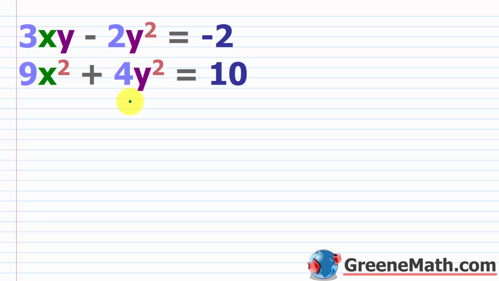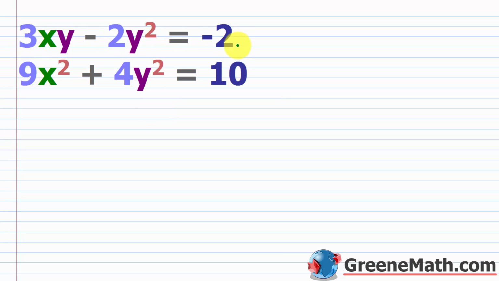All right, for the last problem we're going to look at, it's going to be another one that's extremely tedious, and we're going to use a combination of elimination and substitution again. So we have 3xy minus 2y squared equals negative 2. We have 9x squared plus 4y squared equals 10. So in this bottom equation, you have two variables that are squared. In the top equation, you have an x to the first power and a y to the first power and then a y squared. So the strategy here is to get rid of that y squared, and I can do that with elimination. Okay, so that's the first step.